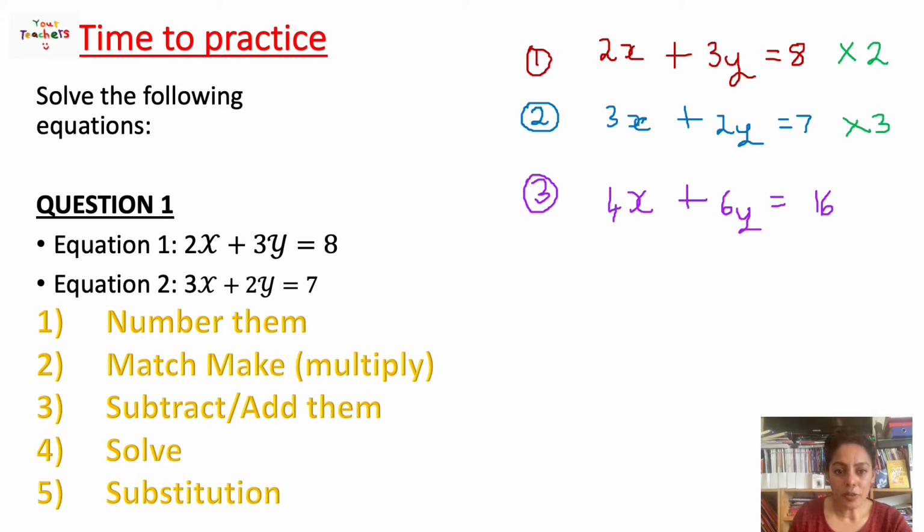Now let's do the fourth one. Number 2 is now going to become number 4. All right, I'm going to change what it looks like. 3 times 3 is 9. 9x plus 3 times 2 is now going to be 6y. And 3 times 7 is going to be 21.